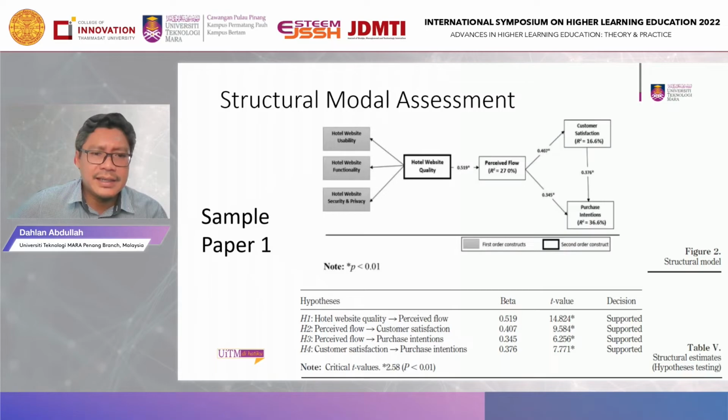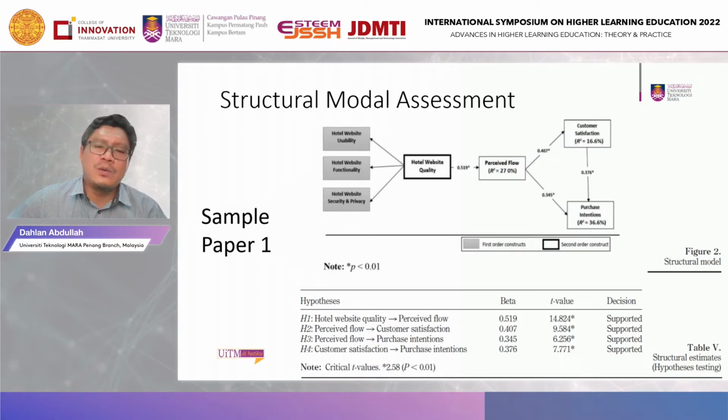And then look at H2, for example, here from perceived flow to customer satisfaction. The score is 0.407. So what can you say here, is it a positive or negative relationship? It is a positive relationship, meaning perceived flow has a positive influence or positive effect on satisfaction. How do you know it is positive? Because the beta value is positive. If the beta value is negative, we can say there is a negative effect.